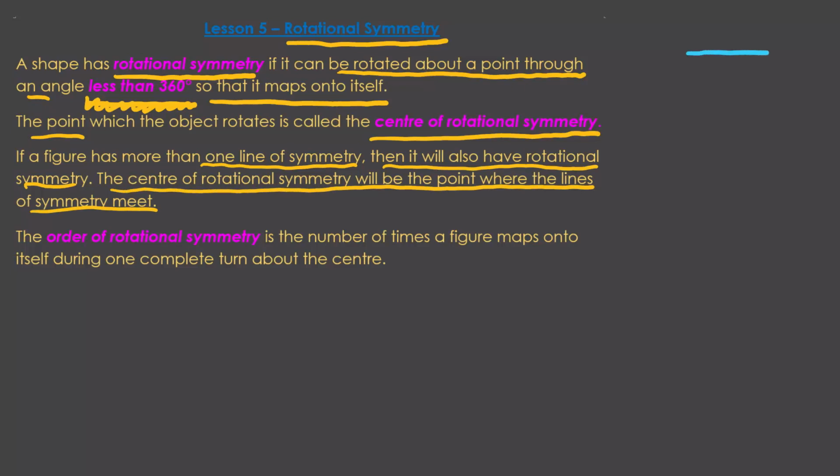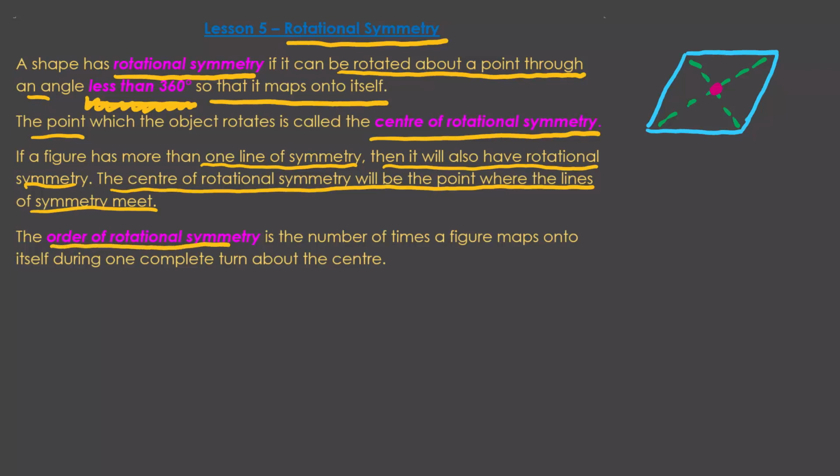Now, earlier when we were doing line symmetry, we discussed the rhombus. So let's say that that's a rhombus, and we know that the lines of symmetry were the diagonals. So where the diagonals meet, that would be the center, and then this shape would have rotational symmetry.